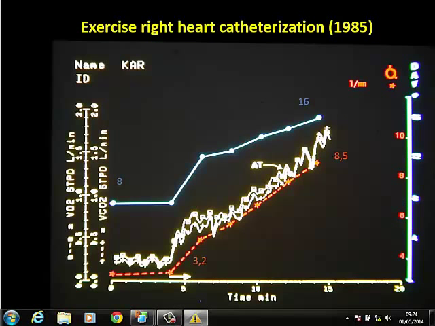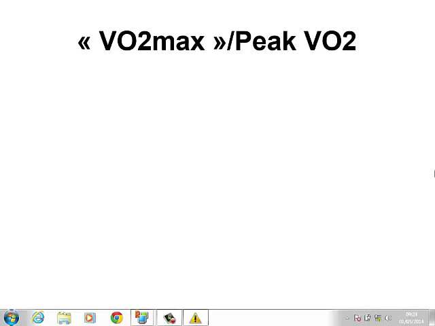This is a slide that I made about 30 years ago now, when we performed a Swan-Ganz catheter during exercise in patients with heart failure. You see here the evolution of the VO2 and VCO2 in white, and you see the evolution of the cardiac output measured by the Swan-Ganz catheter and the evolution of the arteriovenous oxygen difference. See how closely the cardiac output and the VO2 behave during exercise. Clearly, when you follow the evolution of the VO2, you have a mirror of the evolution of the cardiac output.